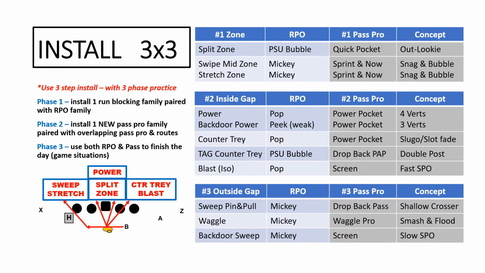All right, again, as we do install, we want to compartmentalize things. So where we would be doing the Pass Pro is phase 2 of the practice, and then phase 3 we would combine our RPO run blocking with our Pass Pro.